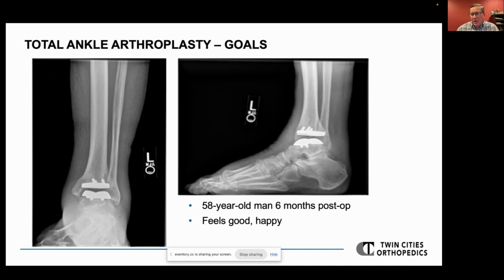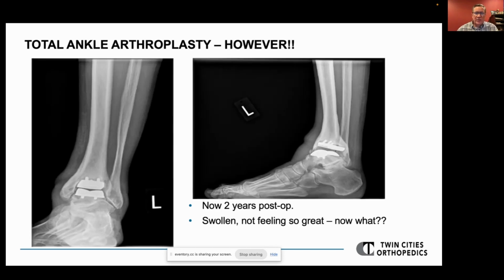He came in to see me about 18 months later, about 2 years post-op, and these were his x-rays at that 2-year post-op visit. He said, I'm still doing okay. It's not as good as it was. I'm having a little bit more swelling. It's good, but it's not great. And as we can see on these x-rays, now his tibial component is subsided. It's loose, and he's certainly having more symptoms than he was at his 6-month post-op visit.